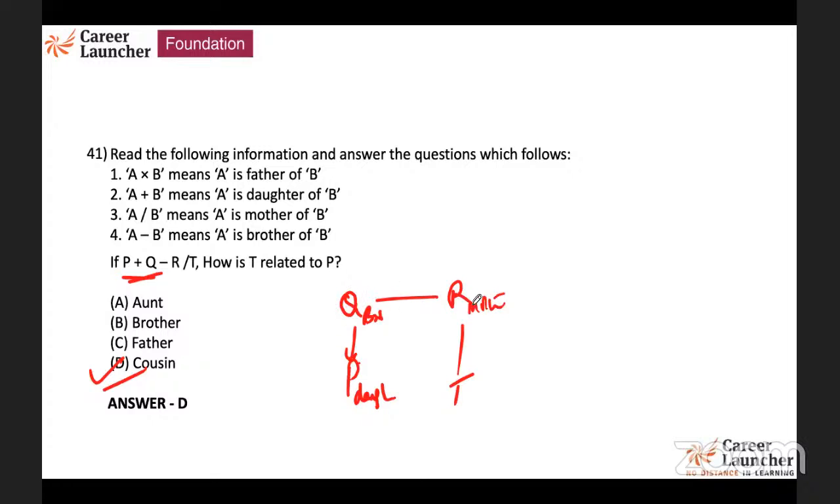Clearly, Q and R are brother and sister. So to say, this is the sister here and this is the brother here. And these two, therefore, P and T will be cousins.